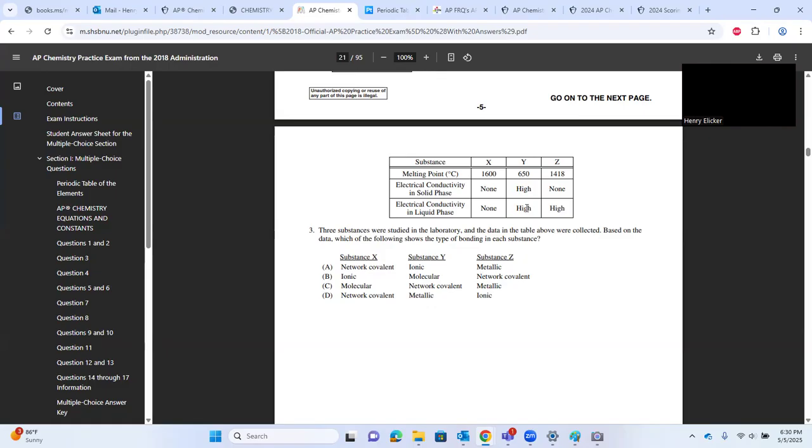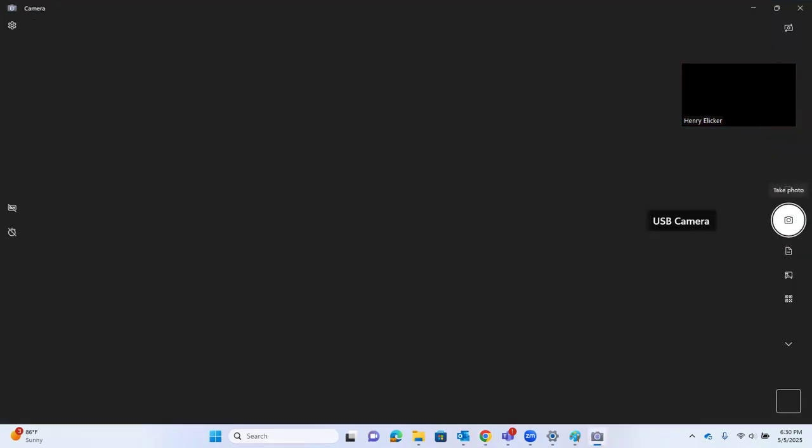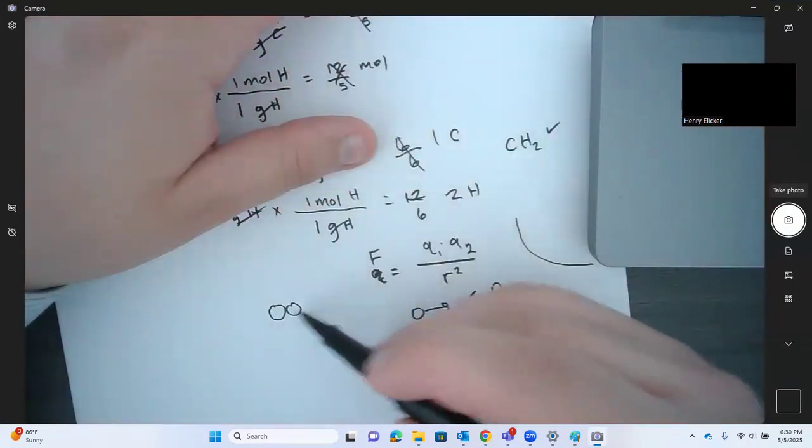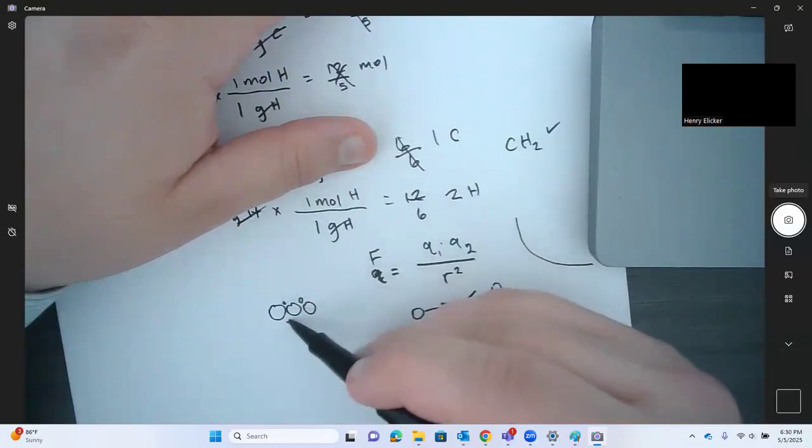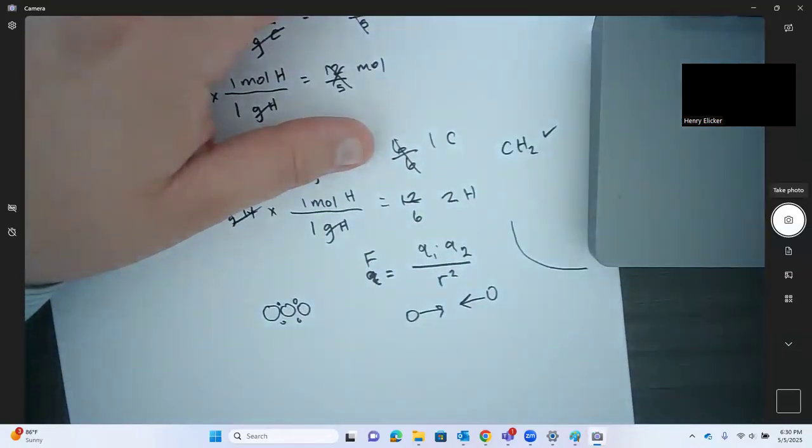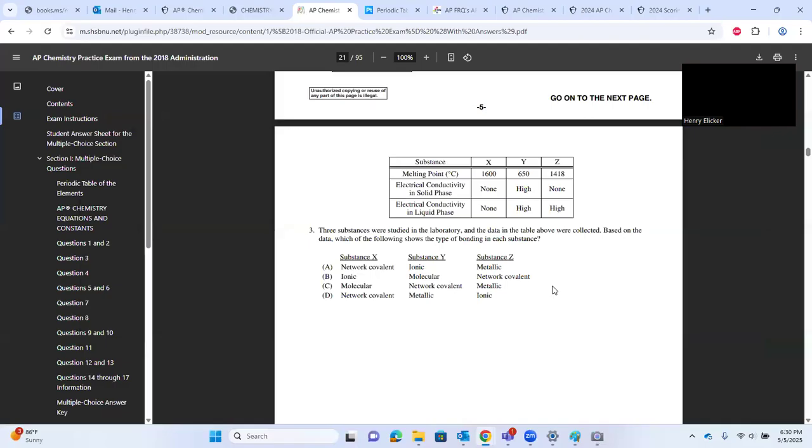Yeah, it turns out if you remember, metals are those things where they have a sea of electrons. So they're atoms, and then those little electrons are kind of everywhere. So it turns out in the liquid phase, that happens too. The positive ions are surrounded by those negative electrons and they move around. And so in a solid phase and a liquid phase, they both conduct electricity. So it looks like D is the best one.